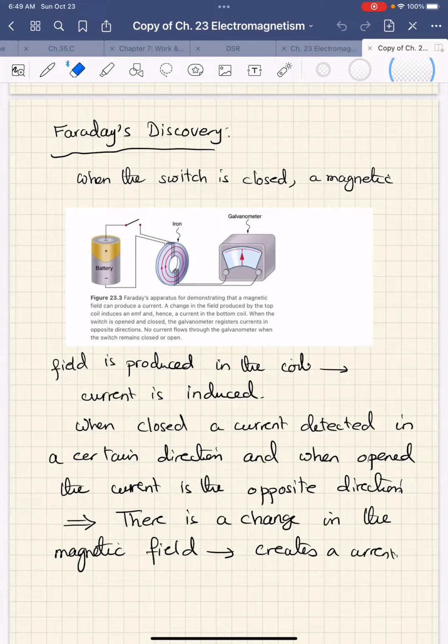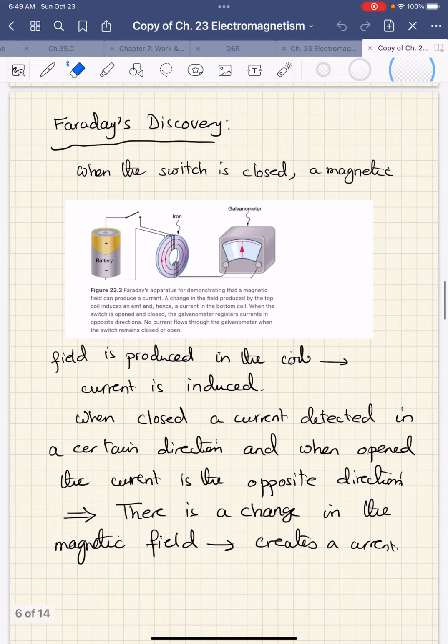Kind of, let's say, a conductor and a galvanometer. And then Faraday noticed that when the switch is closed, a magnetic field is produced in the coil, and that current is really induced when we are closing the circuit. Then when this switch here is closed.